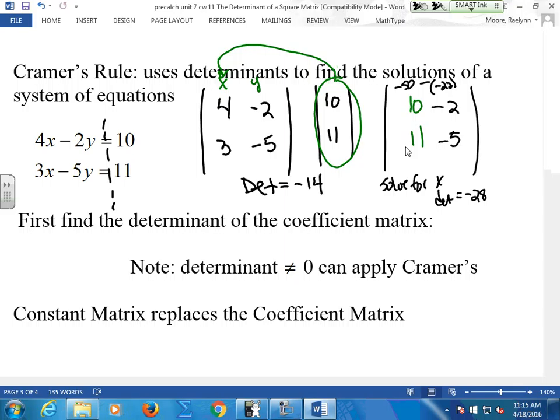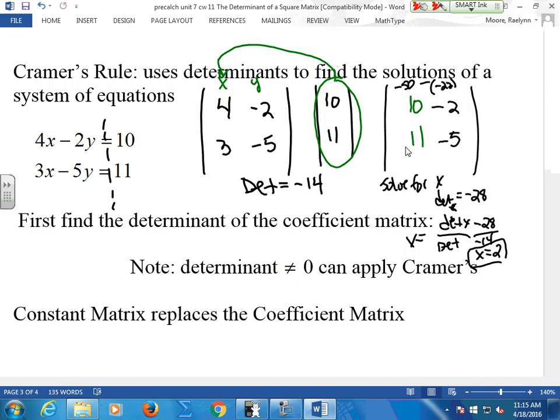So now, we take the determinant for x over the big determinant to find x. So we say negative 28 over negative 14. So x is equal to 2. Okay? But that's the concept.